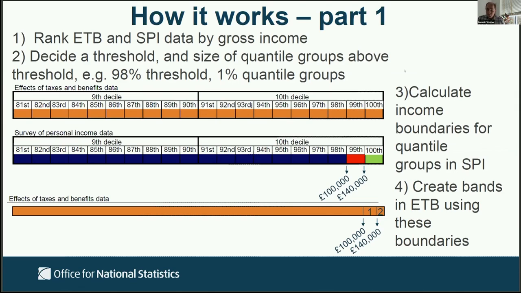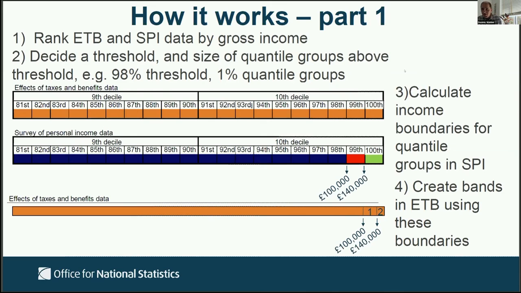And then we decide upon a threshold and assign a quantile group above which we will adjust. In the research that ONS and DWP did, we explored the impact of a range of different thresholds and a range of different quantile groups to impute at. But for this example, we picked the 98th percentile, and we impute at 1% quantile groups. So that's the red group and the green group in the SPI distribution there.